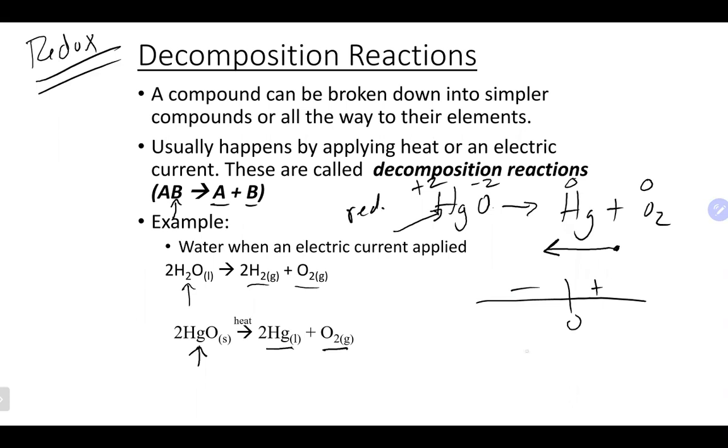The oxygen started at -2 and ends at 0, which means it is becoming more positive. And it's actually the oxygen here that is going through oxidation in this particular case. So again, decomposition is a more specific way of classifying a redox reaction. But ultimately it is that transfer of electrons, the redox reaction, that is taking place.